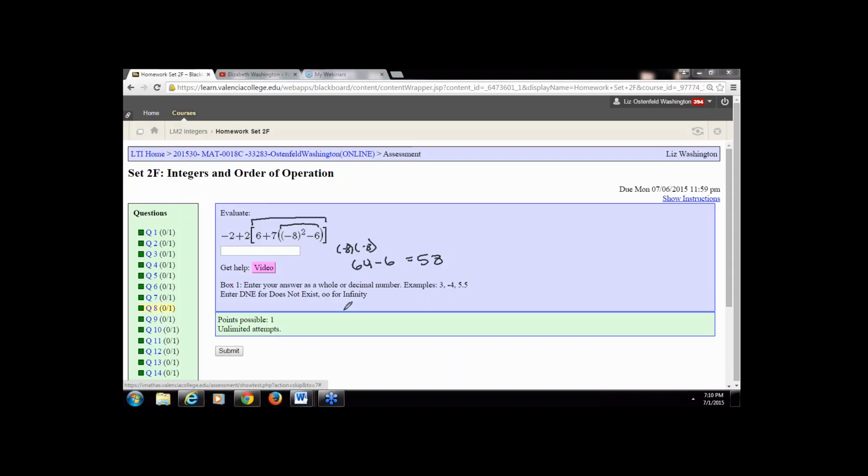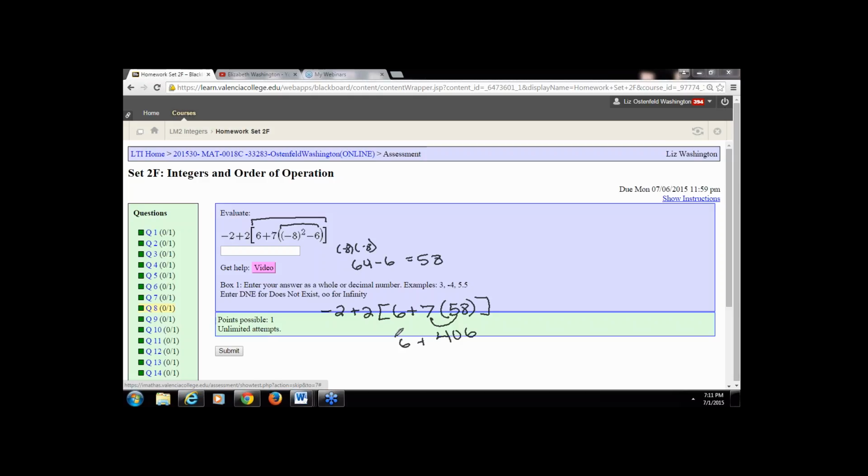So now let's just rewrite the stuff we have left. We have a negative 2 plus 2 brackets 6 plus 7 parentheses. I got a 58 from all that work. And I'm going to close my brackets like so. What do you guys think I should do next? Go ahead, take a guess. I'm going to multiply the 7 times the 58, which is going to give me 406.